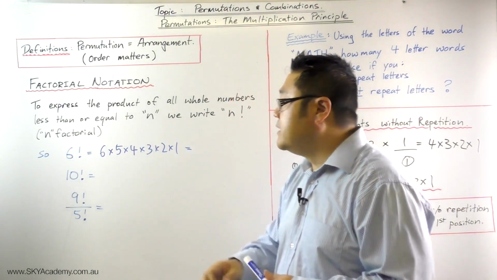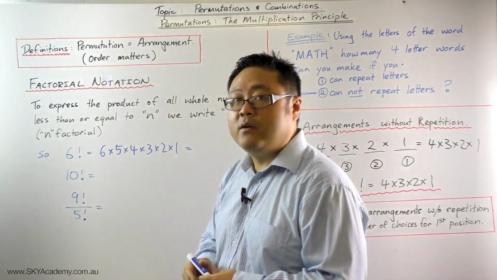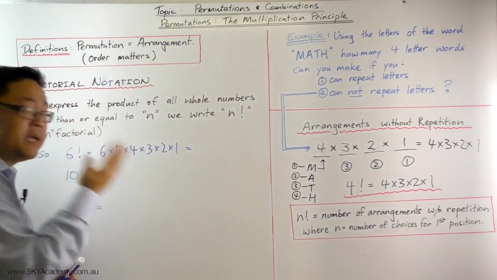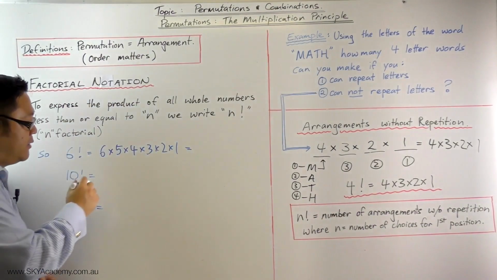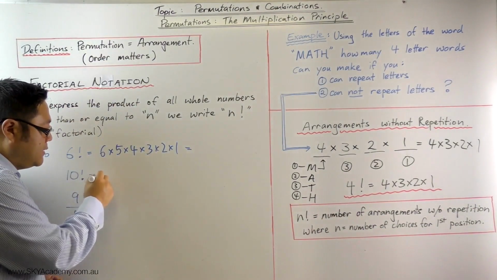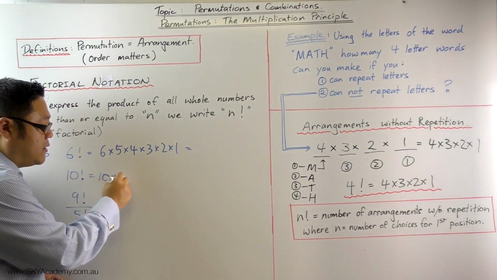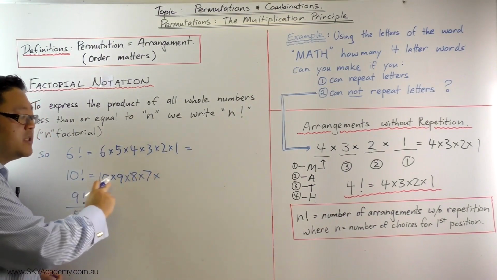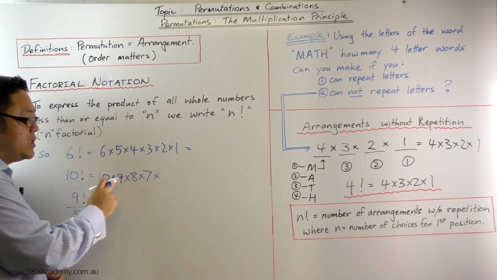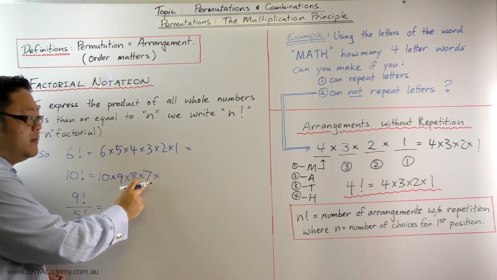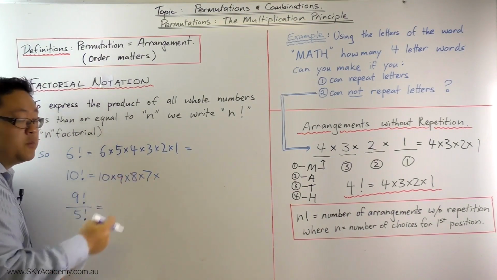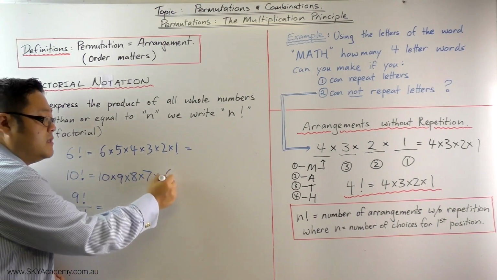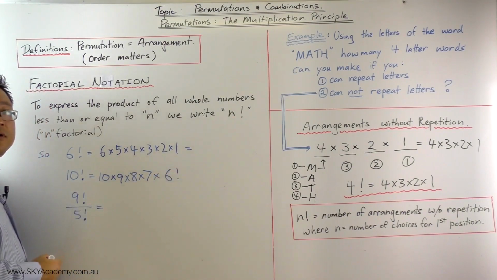Okay, 10 factorial, all right, will be 10 times 9 times 8 times 7 times, and here's where I'm going to be sneaky, 6 factorial, right?